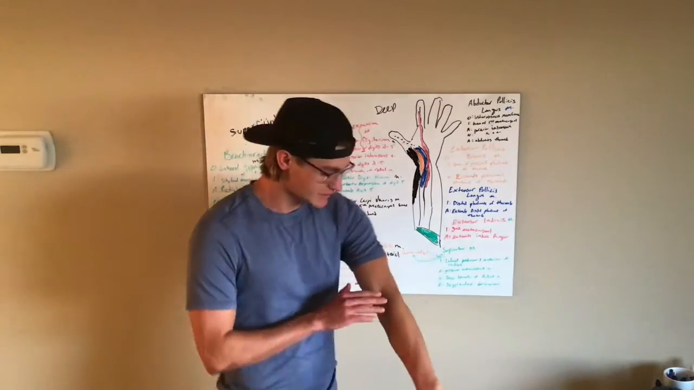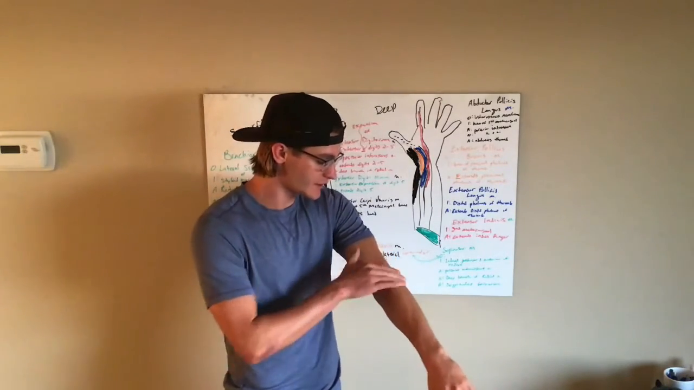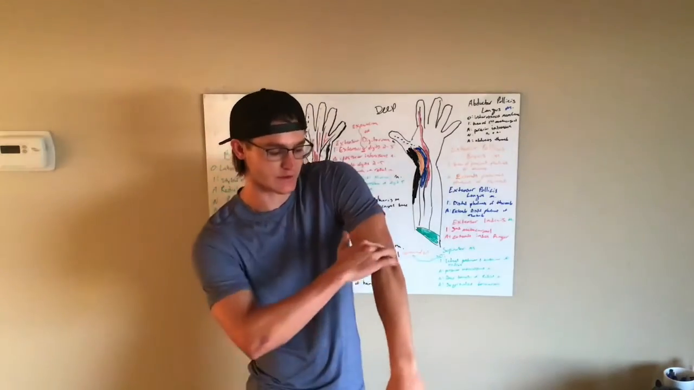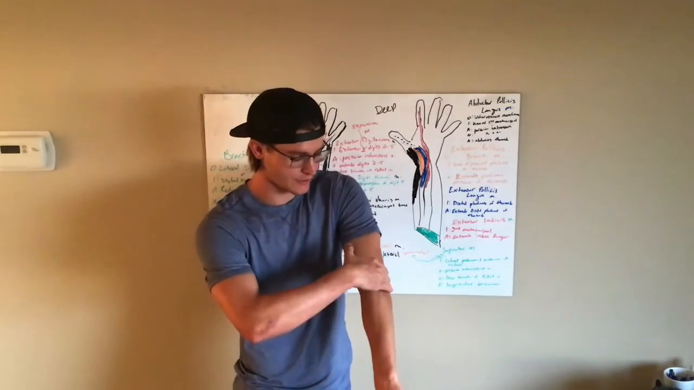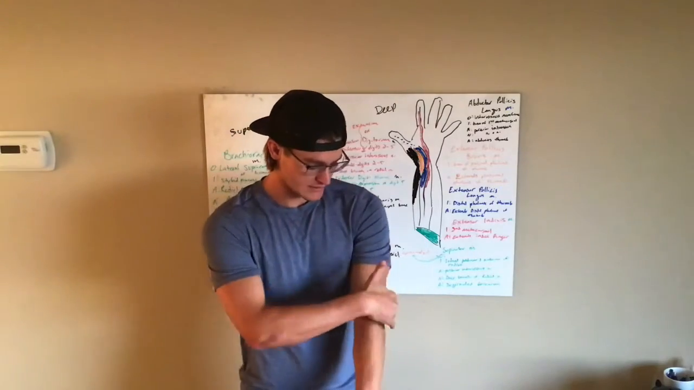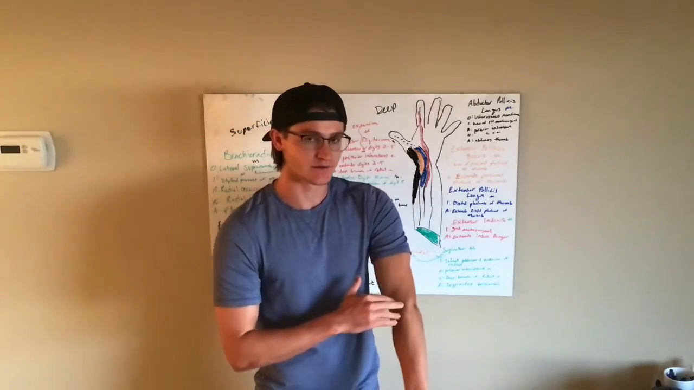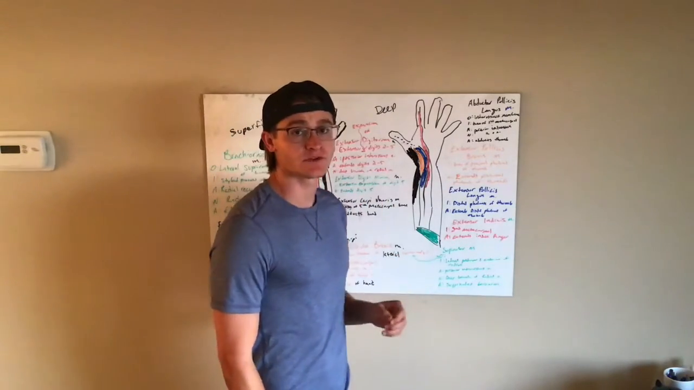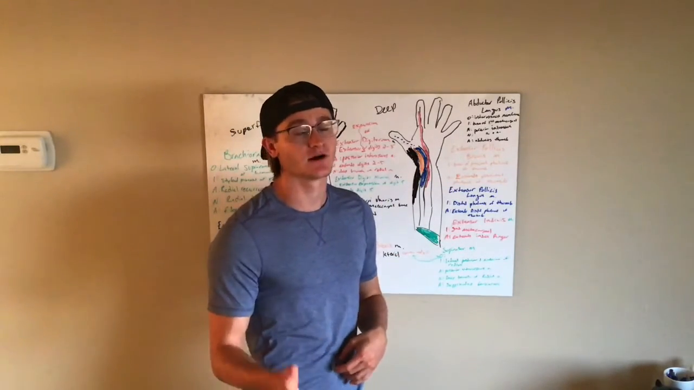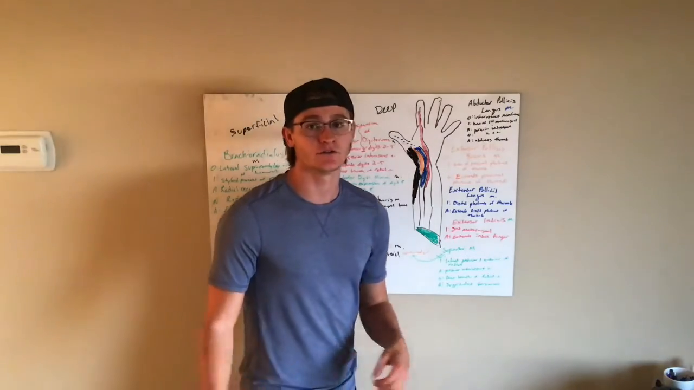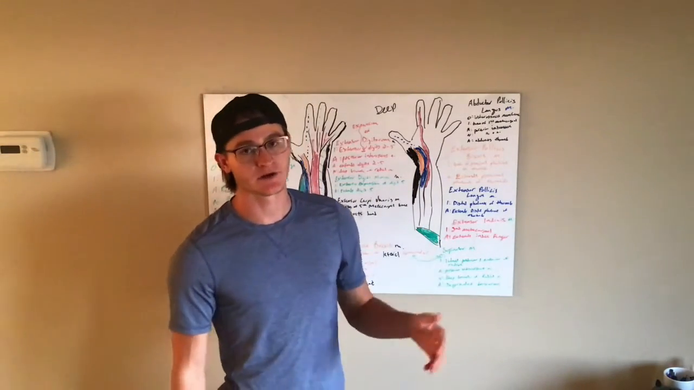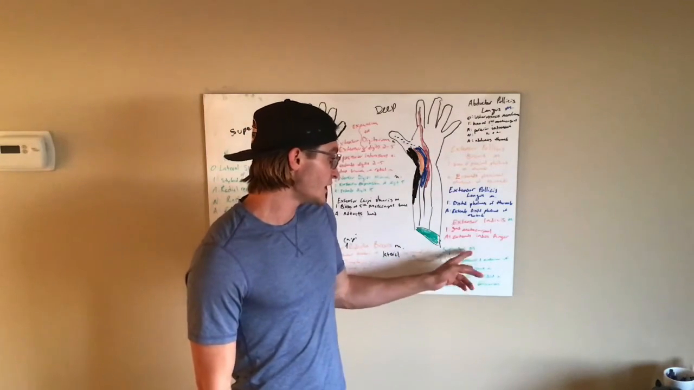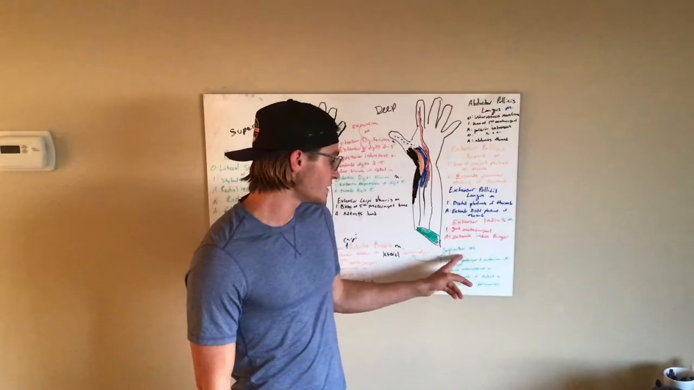Supinator is a little different. So supinator, it comes here and it comes across this way. So it's going to wrap from your lateral to medial side. Its origin is like the superficial muscles, so its origin is the common extensor tendon of the lateral epicondyle. So that's what the origin is. However, it is a deep muscle, so keep that in mind.